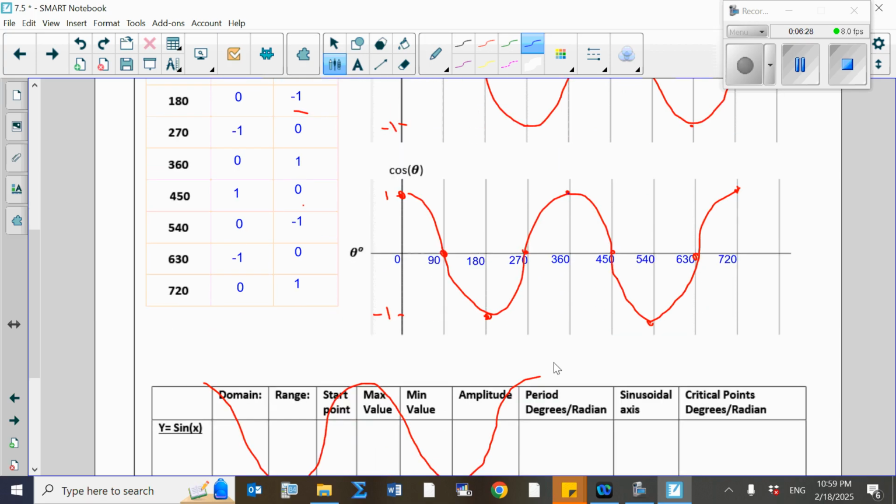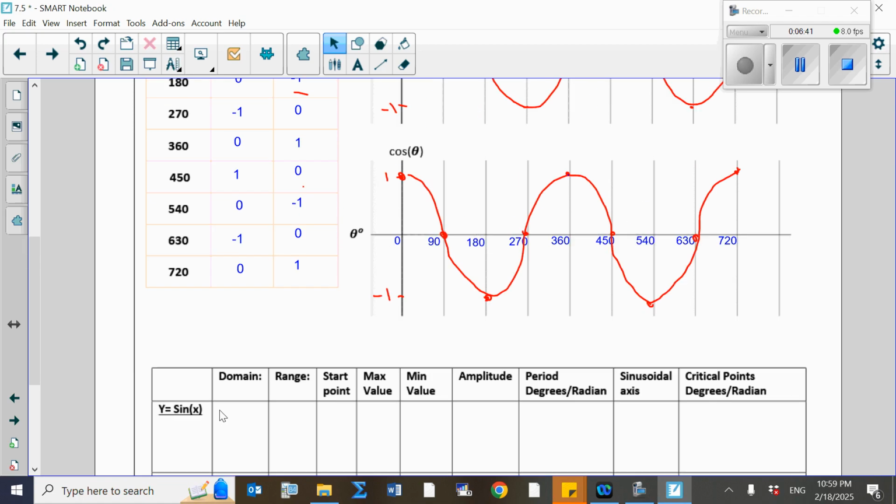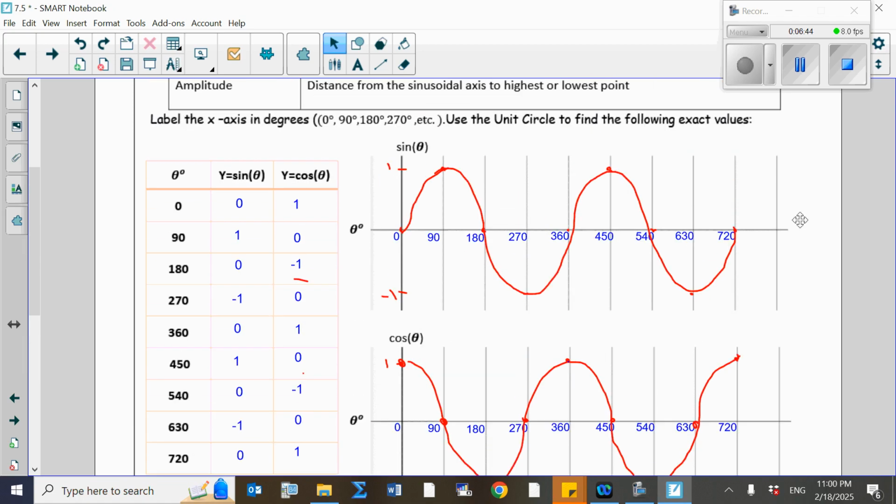Now we're going to look at this table and fill it out for these functions. We want to know the domain and range of these two functions, sine and cosine. Notice that what you see here is just part of the graph. It's not the whole graph of sine and cosine, because on the unit circle, we don't have only 360 degrees. We don't even have only 720 degrees. We have an infinite number of degrees on the unit circle.